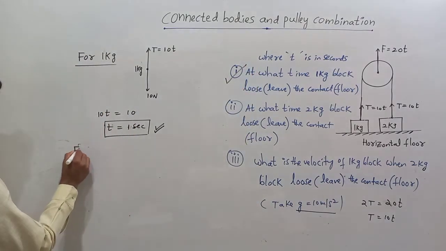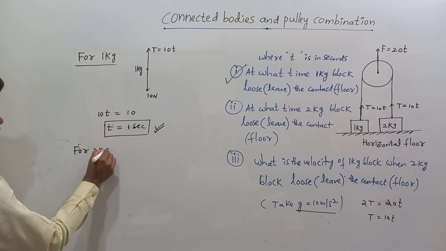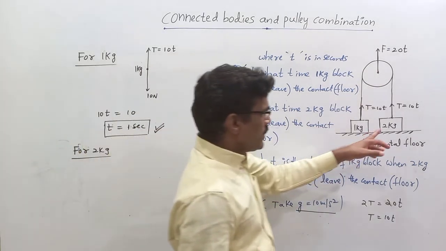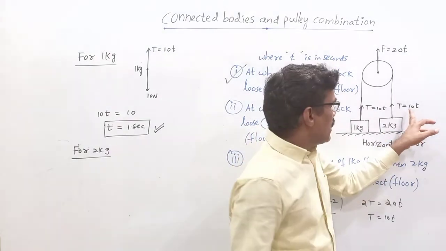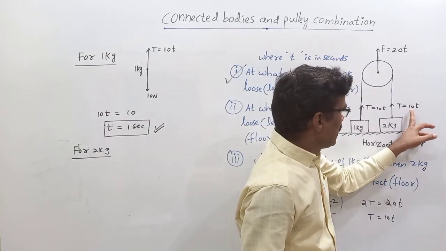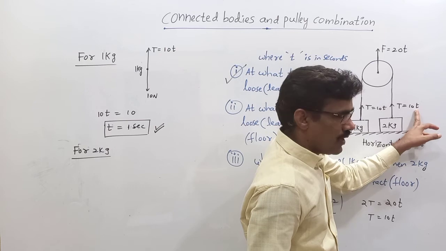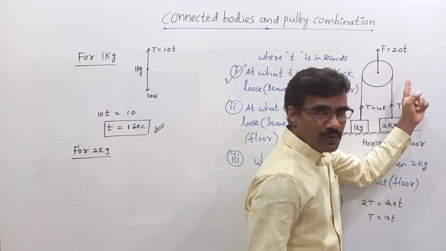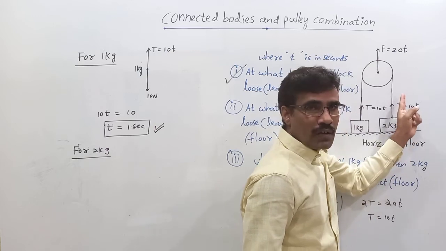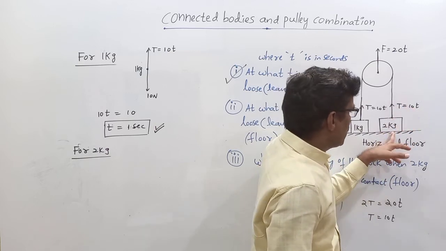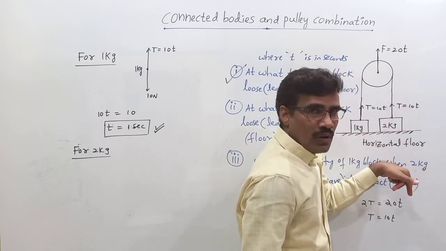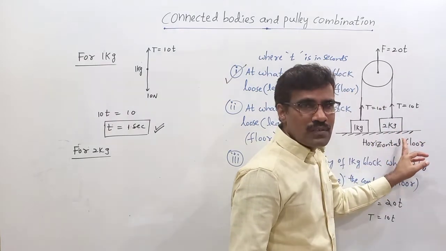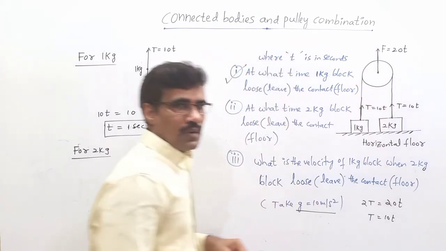What about the second, sir? For the 2 kg block. So here t equal to 1 second, does the 2 kg block lose the contact? t equal to 1 means the value of small t is 1. That's why here 10 Newton up on the 2 kg block, and its weight is 20 Newton down. That's why at t equal to 1 second, the 2 kg block does not leave the contact.